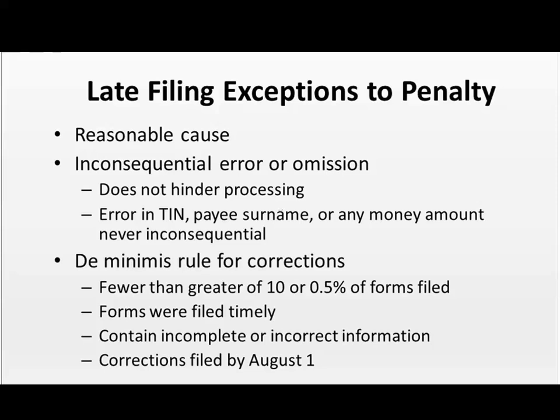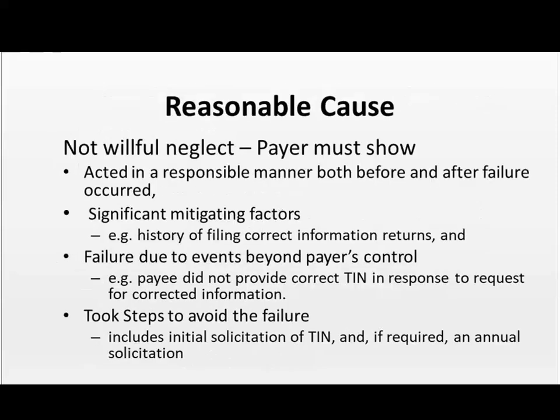It's not an exception for late filed forms, and forms that contain incomplete or incorrect information must be corrected by August 1st. Reasonable cause: the payer must show that the payer acted in a responsible manner both before and after the failure occurred. There were significant mitigating factors, such as a history of filing correct information returns. That is an IRS example, as is the next one, failure due to events beyond the payer's control, and that is the payee did not provide correct TIN in response to requests for corrected information.